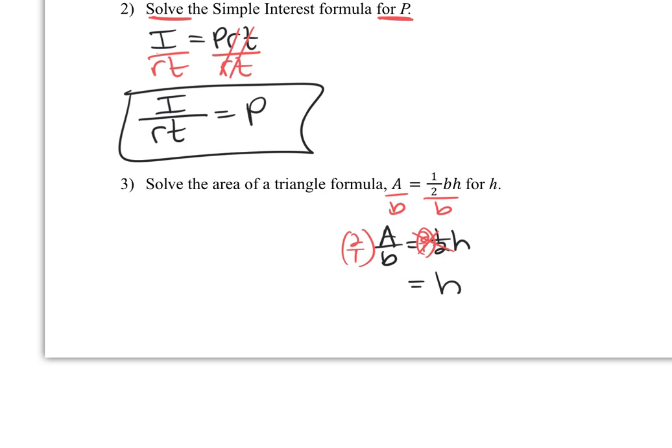When we're multiplying fractions, remember the top multiply with each other. So 2 times a gives us 2a, and the bottoms multiply each other. 1 times b is still b. And so we have 2a divided by b equals our h. Okay? If you were dividing by a half, you would have had to do 1 divided by 0.5, and that would have gotten you your 2a as well. Okay? It just looks a little different.